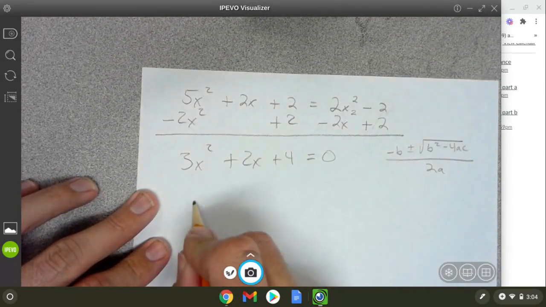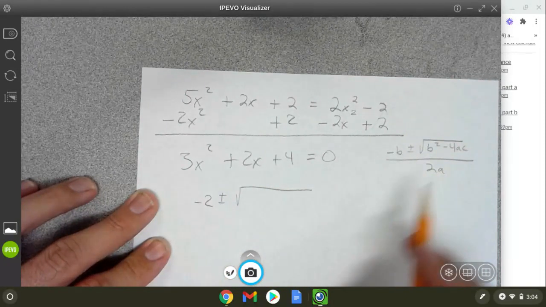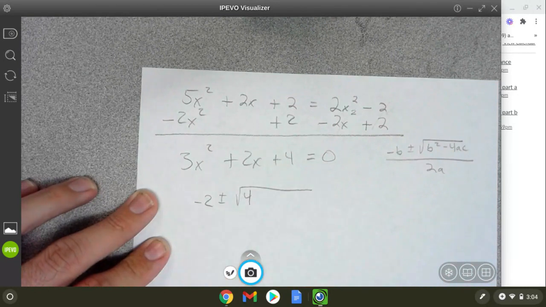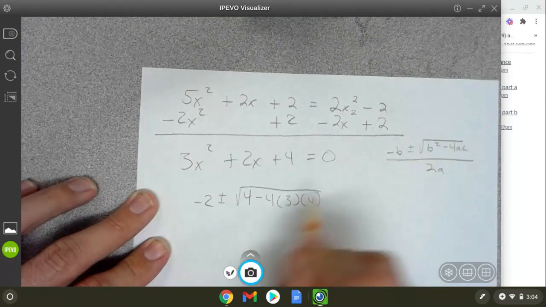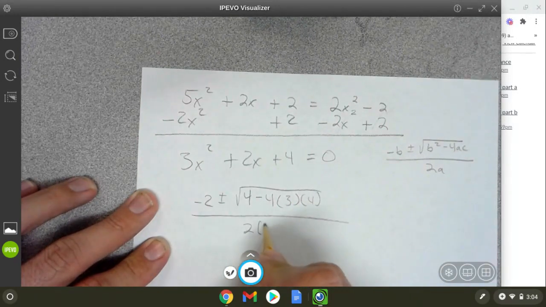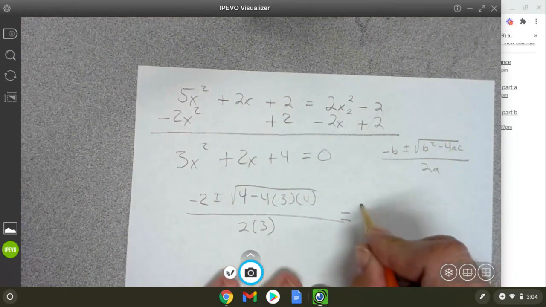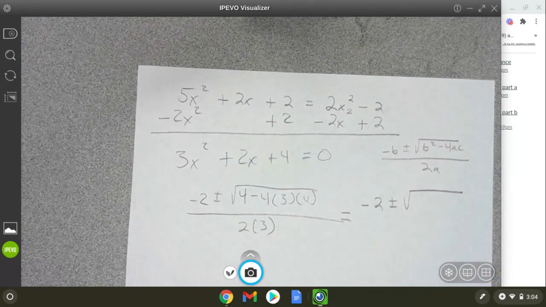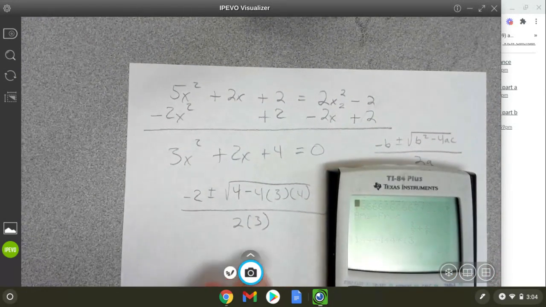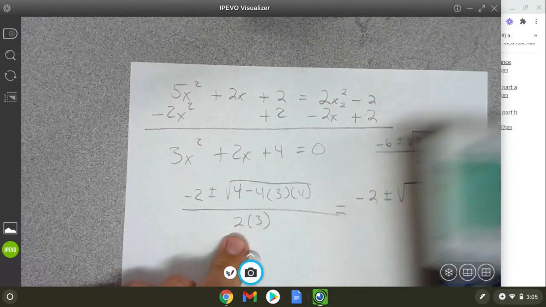Negative b is negative 2 plus or minus the square root of b squared, which is 2 squared, minus 4 times a times c, all over 2 times a. Good. Let's go ahead and simplify a little. Plus or minus. Now here, I'm just going to throw that in the calculator. 4 minus 4 times 3 times 4 gives me negative 44 under the square root.